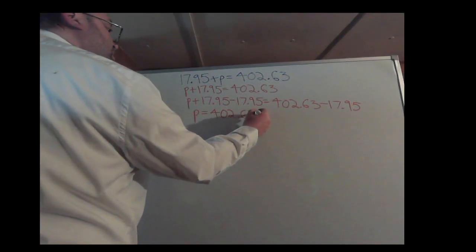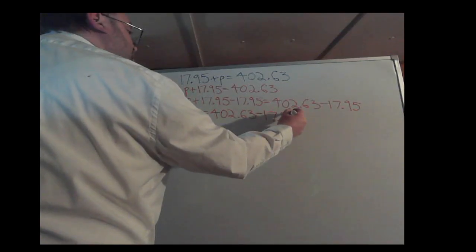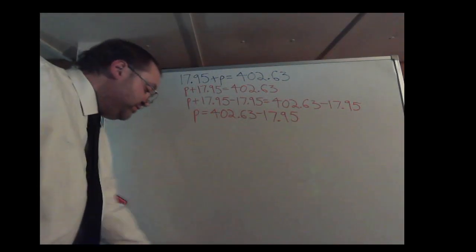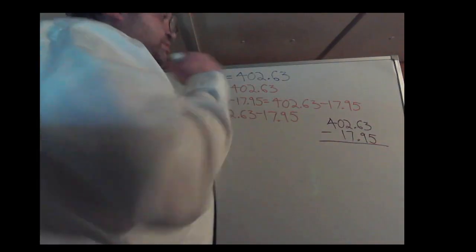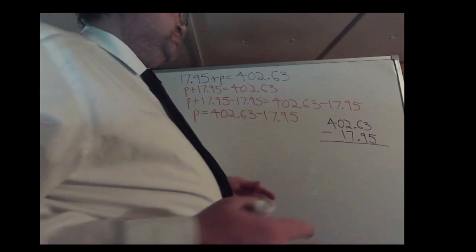Now p is equal to 402.63 minus 17.95. Now we're reduced down to a subtraction problem. Then we'll have the answer to p, which we will work out on the side. So we have 402.63 minus 17.95. Well, good news is both of the terms of the equation have 2 decimal places, so we can go through and do the subtraction.